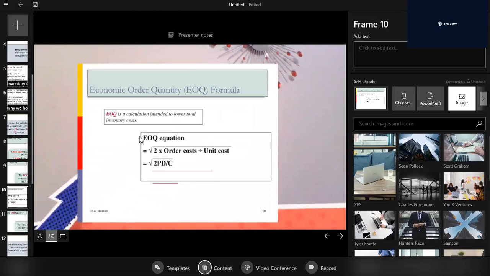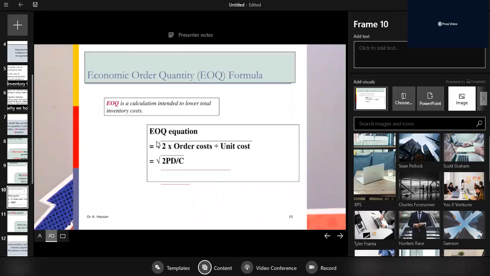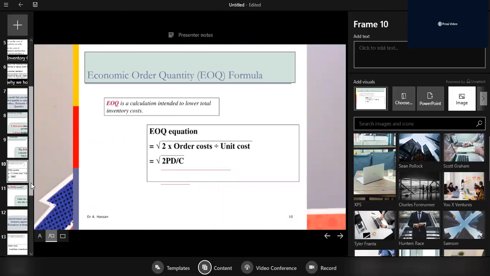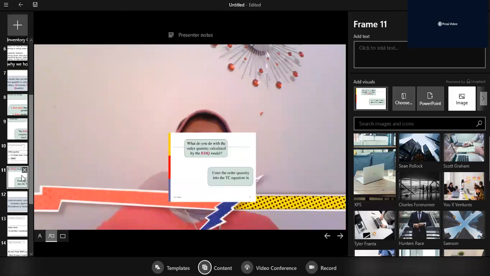After that, there is also economic order quantity. It's the square root of 2bd divided by c. And of course, this is again all the equations and abbreviations, which you will find in the PowerPoint.